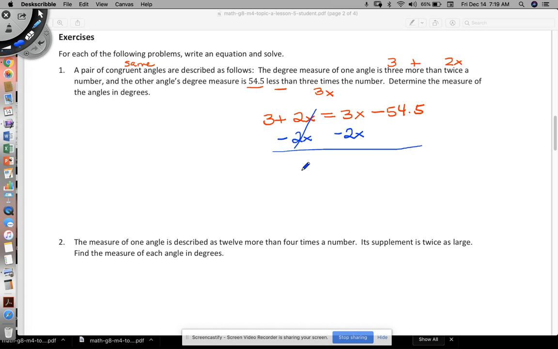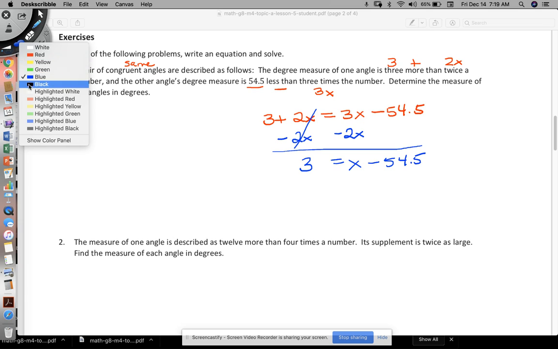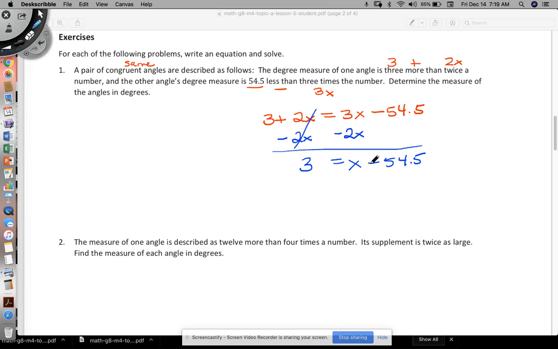All right, my x's cancel. My 3 falls down. 3x minus 2x equals x. And bring down your negative 54.5. Now I want this x by itself, so I need to move that 54.5. So I'm going to do the opposite. Instead of subtracting 54.5, I'm going to add 54.5. And what you do to one side, we do to the other. All right. So these will cancel. Now my x is by itself, and my final answer is 57.5.